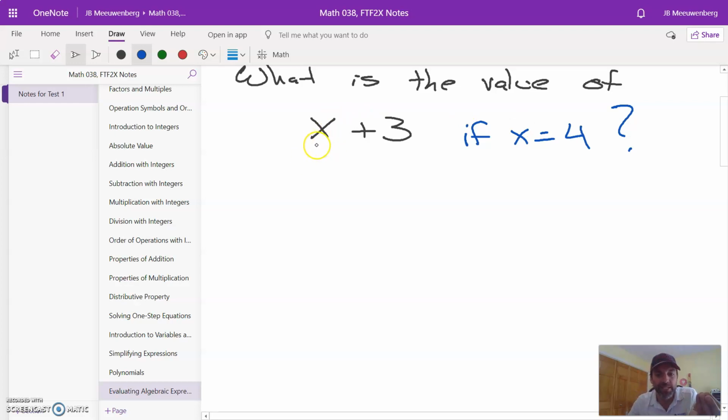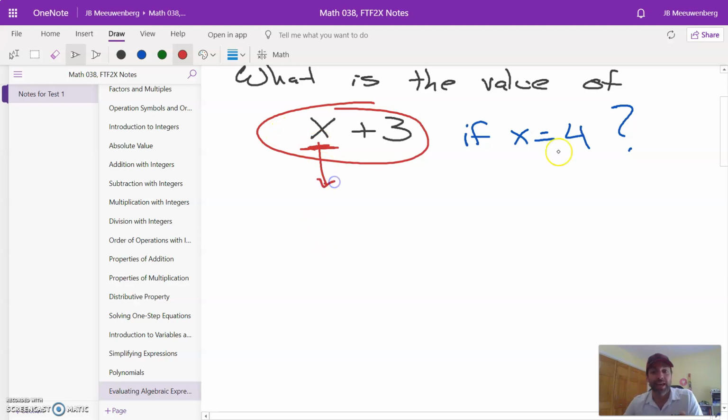X plus 3 by itself is simply an algebraic expression. And what it means is you've got some number here, x, and you don't know what it is, but you're going to add 3 to it. That's what this expression tells you to do. Take the value of x, that number, and add 3. And then, if you actually know what the value of x is, then you can substitute that value, that's a word that's important, substitute that value in for x.